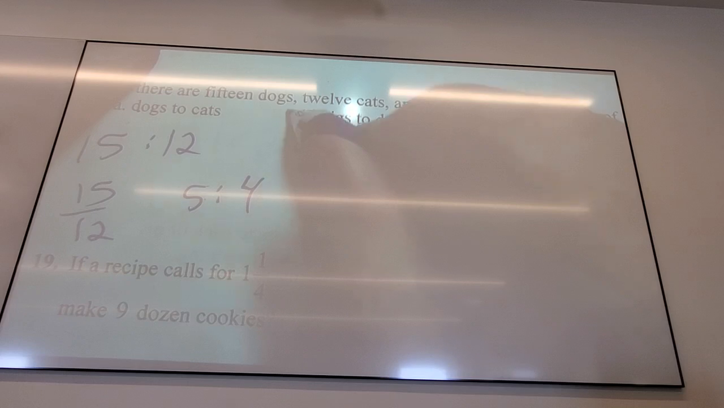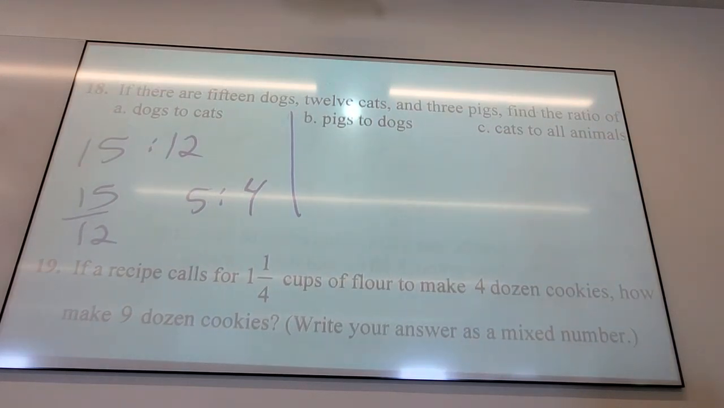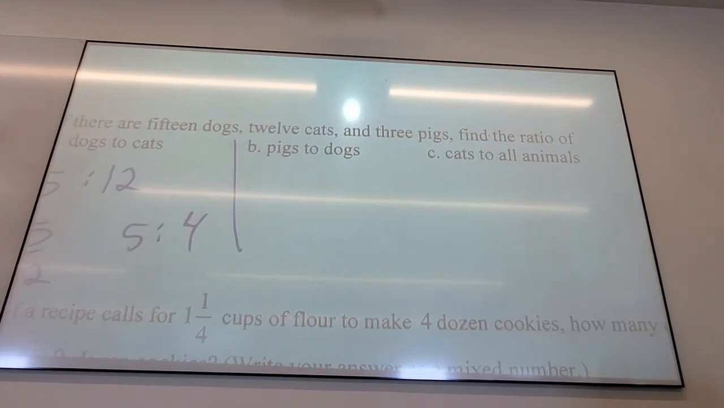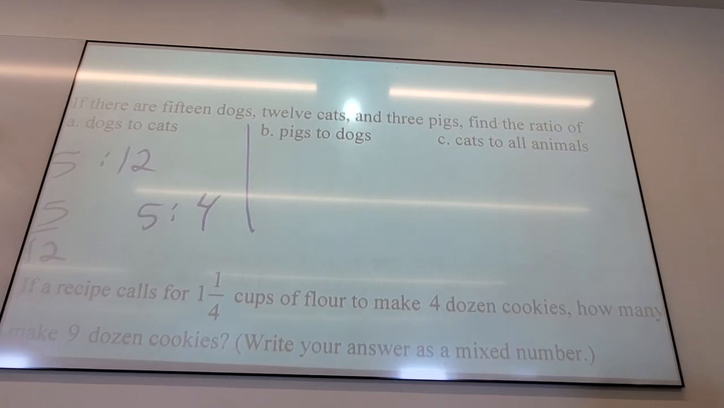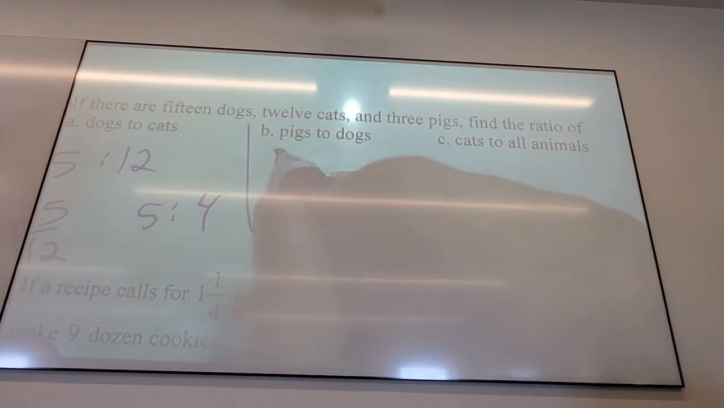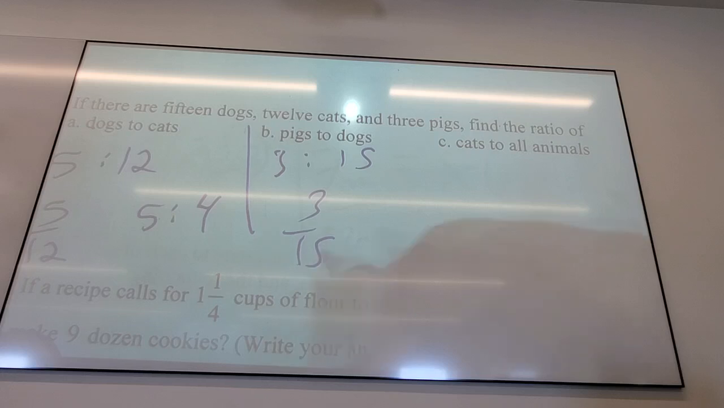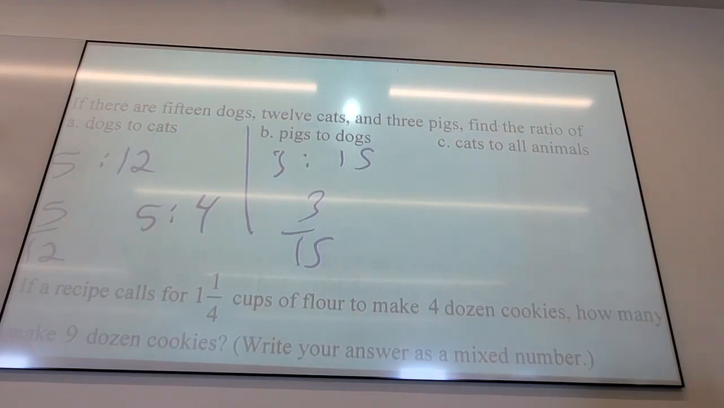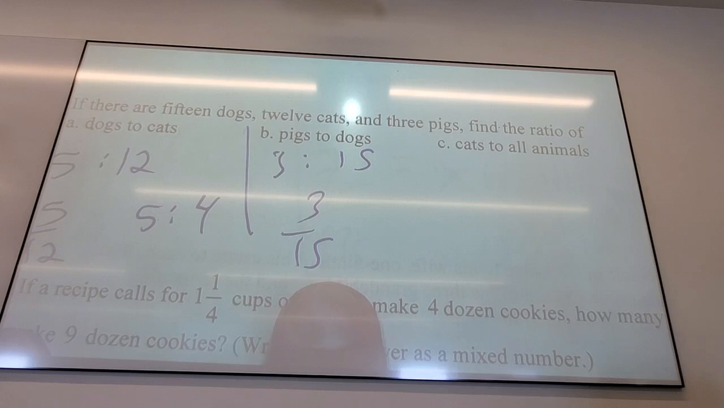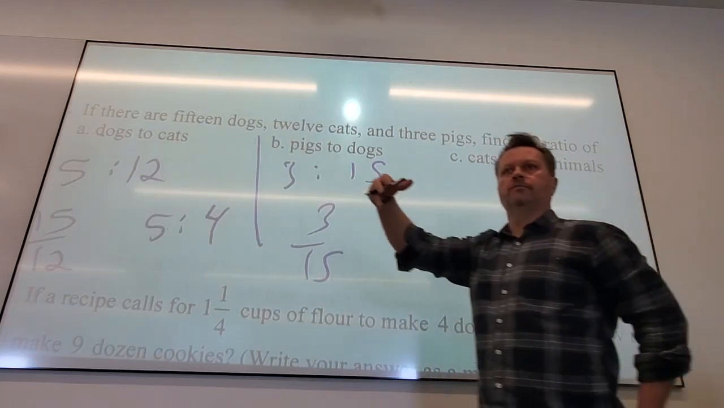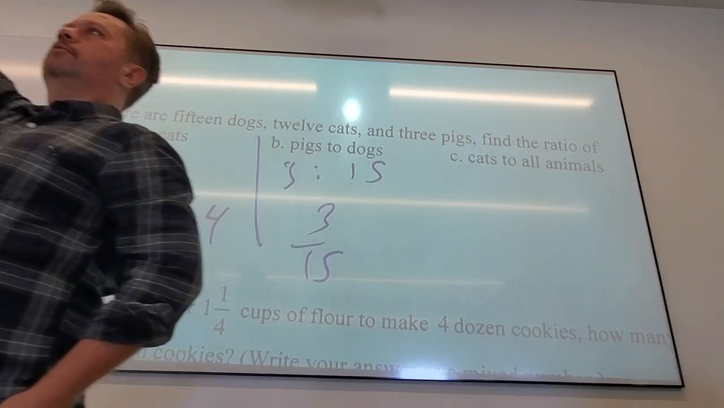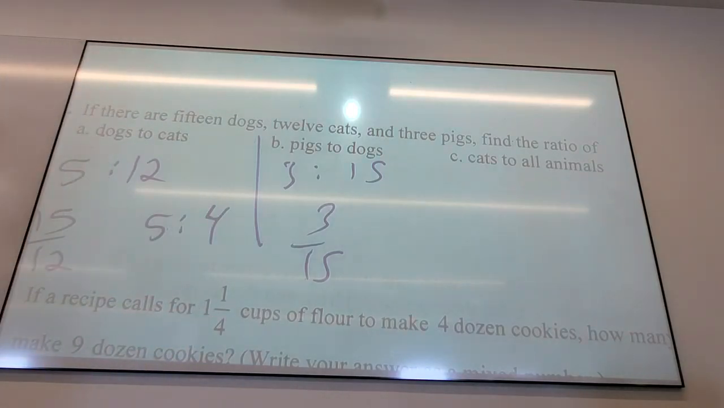And of course, the rest of them work the same way, right? Pigs to dogs would be what? 3 to 15. Yes, you can do 3 to 15, or you can do 3 out of 15. This is still read as 3 to 15. I gotta be careful. Cats to all animals, that's the one that's most like a real fraction. What would that be? 12 out of 30, 12 to 30. Yeah. And then you can reduce that.